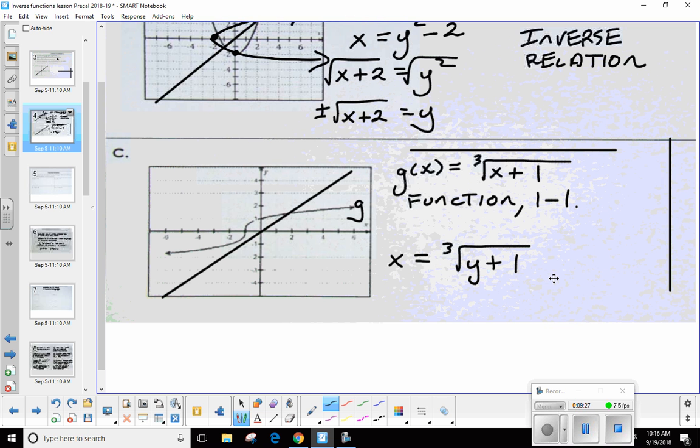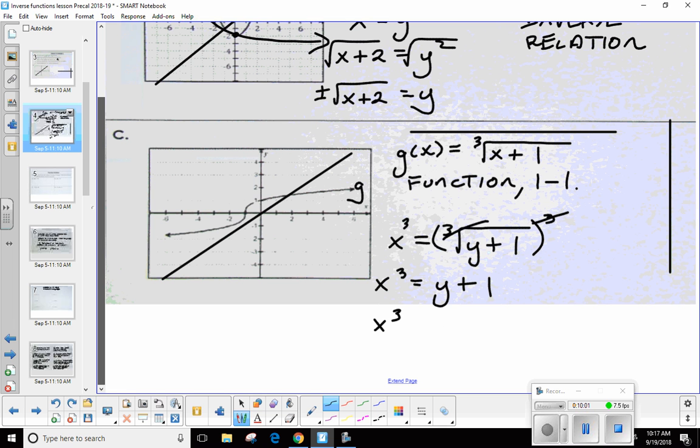Now, how do I get rid of a cubed root? Cube it, okay. So I'm going to cube the left, I'm going to cube this quantity on the right, and because they're inverses, they're going to undo each other. And remember, that's another thing you should be noticing. When you're dealing with a function and its inverse, you should see or have the opposite operations. Okay, if one is adding a value, then you're going to see subtracting that value in the inverse, okay, and so forth. So x cubed is equal to y plus 1. And last step, x cubed minus 1 is equal to y.